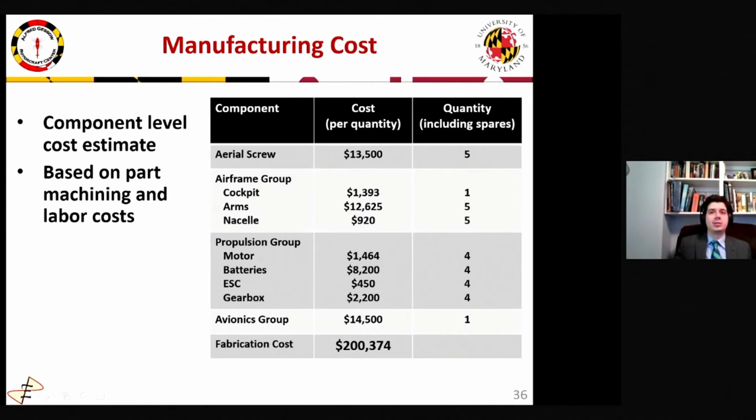And with the desire to potentially build this vehicle to further study Leonardo's aerial screw, a low-level component-based cost estimate was performed. This analysis is based on estimates for individual part machining and labor costs, based on the fabrication graduate students have done for similar structures at UMD. In all, the fabrication cost is estimated to be about $200,000.